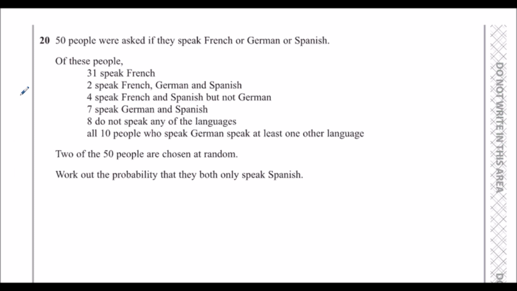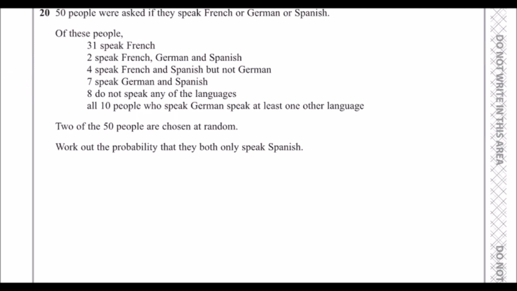Question 20. 50 people were asked if they speak French or German or Spanish. 31 speak French, 2 speak French, German and Spanish. This is a Venn diagram.